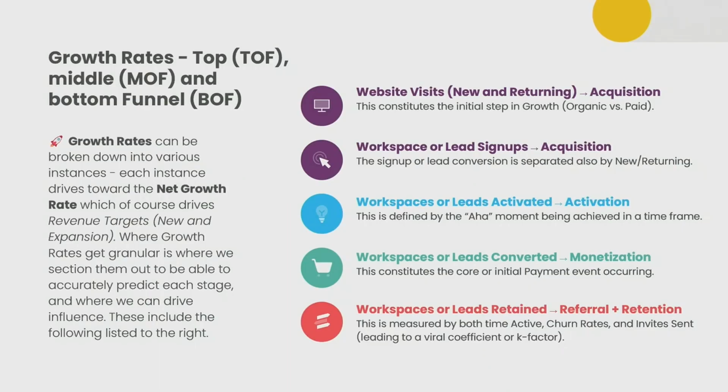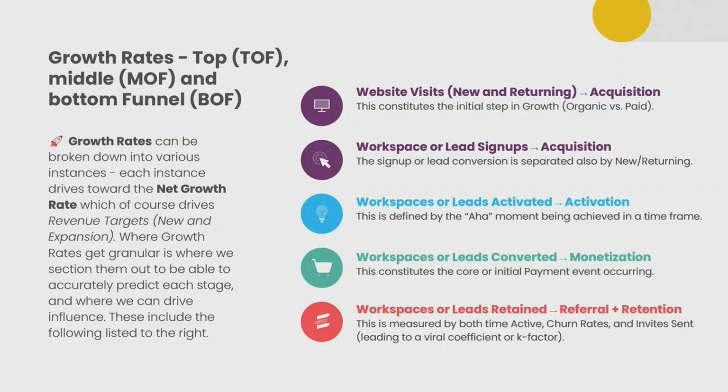But really what matters at the top, so growth rates, the first instance we talked about was revenue growth rates. Growth rates can actually be broken down into top of funnel, middle of funnel, and bottom of funnel growth rates. You can see website visits, workspace or lead signups. Those are typically your top of funnel instances. Activations and conversions for monetization are typically bottom of funnel or middle of funnel, and retention, of course, also basically lives within that middle of funnel or bottom of funnel instance.